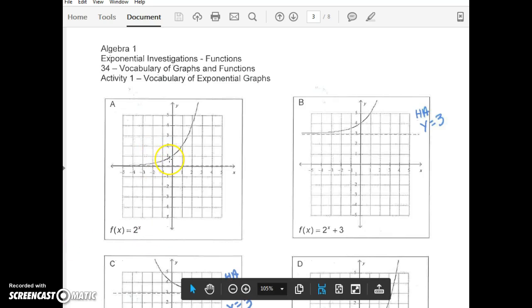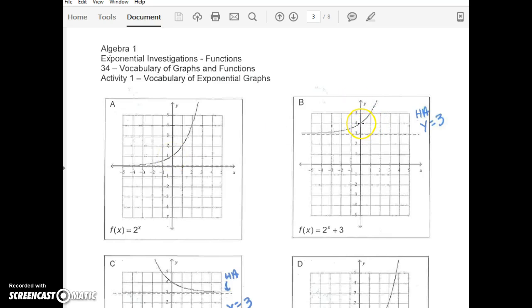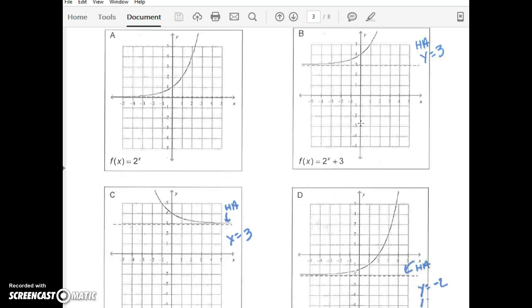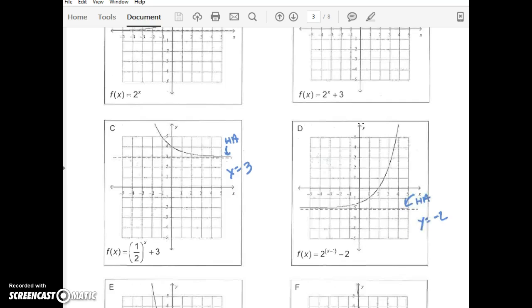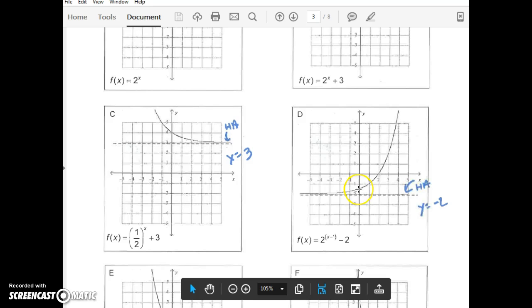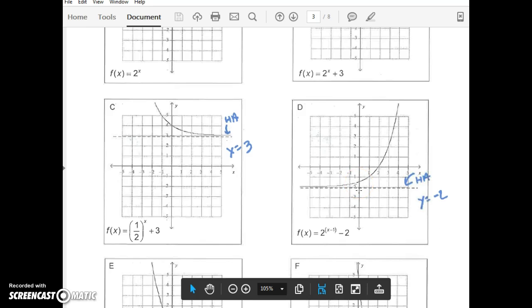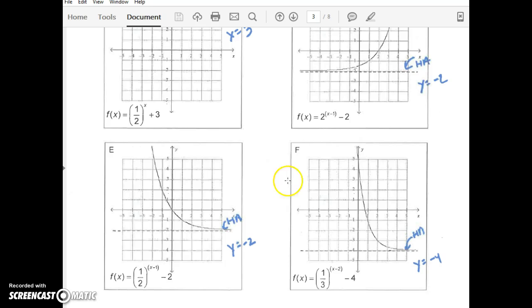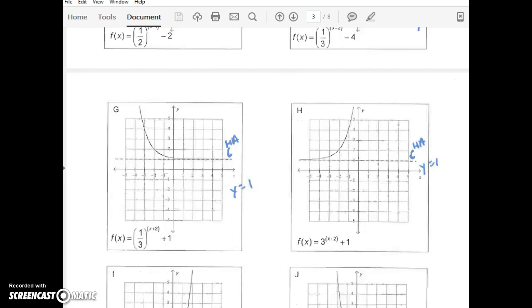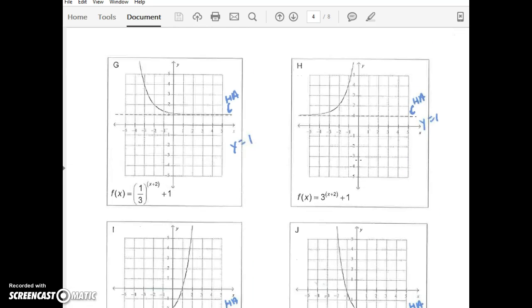So on graph A, we can see that that's a positive y-intercept at positive 1. Graph B has a positive y-intercept of 4. Same with graph C. Graph D would have a negative y-intercept, maybe about negative 1.5 or so. Graph E would have a y-intercept of 0, so we would classify that as other because it's neither positive nor negative. Graph F would have a positive y-intercept, somewhere in the 4 to 5 range. Graph G is a positive y-intercept between 1 and 2.